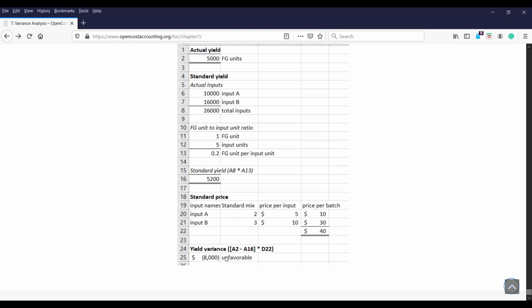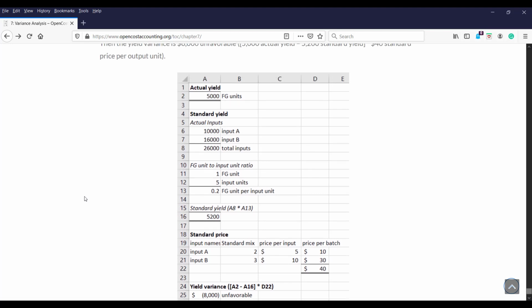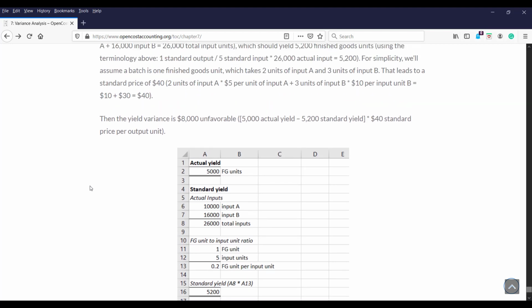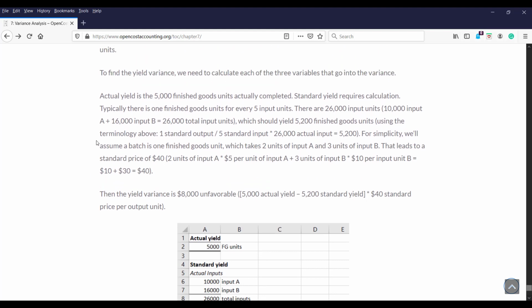And it's unfavorable. Why is it unfavorable? This is one of the ways in which my way of doing it is superior to the people who are fixated on the signs. I am in the practice of figuring out at all times, just based on logic or the overall context, whether it's favorable or unfavorable. It all comes down to this right here. We would expect, given 26,000 units of input, 5,200 to be our yield. We only got 5,000. That's not good. That's unfavorable. That means somehow we were being inefficient with the total units of input A and B.